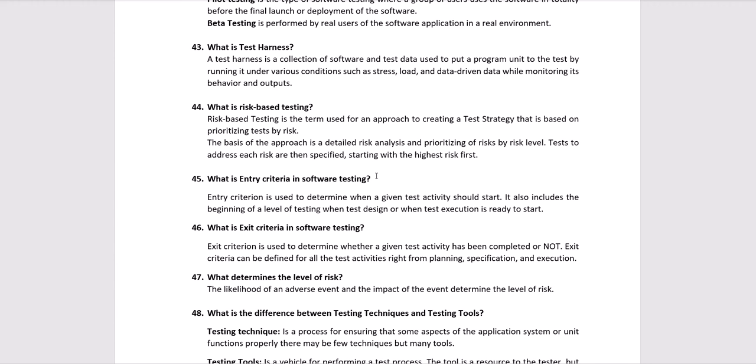Next is, what is the entry criteria of software testing? This is a very important question for testing, one that should be asked in the interview. So here, what is entry criteria? As the name suggests, entry means the start of software testing. What should be the entry criteria? The entry criteria is used to determine when a given test activity should start, meaning at the start. It also includes the beginning of a level of testing when test design or test execution is ready to start. This is nothing but entry criteria in software testing.